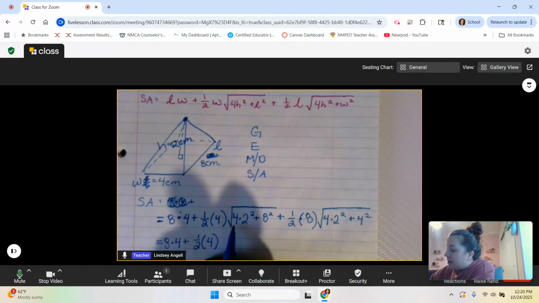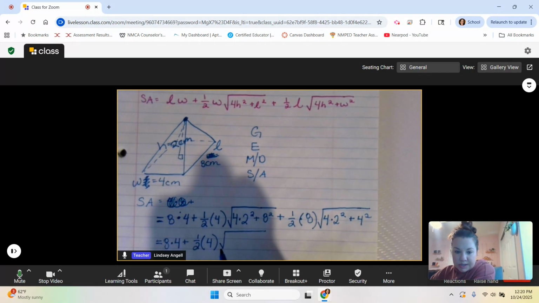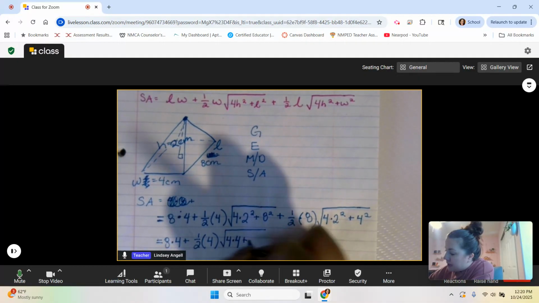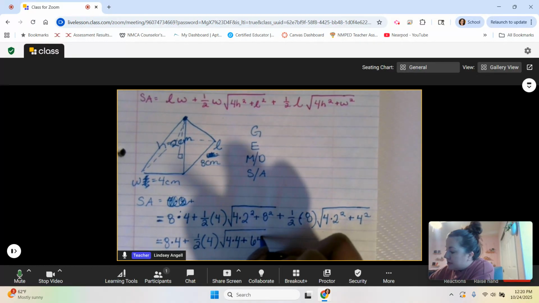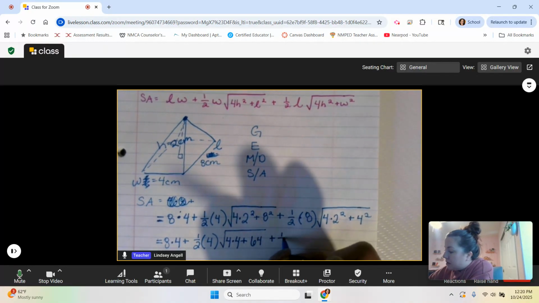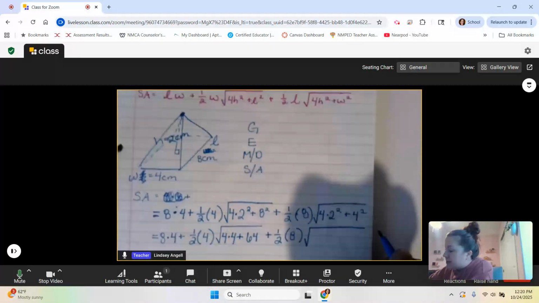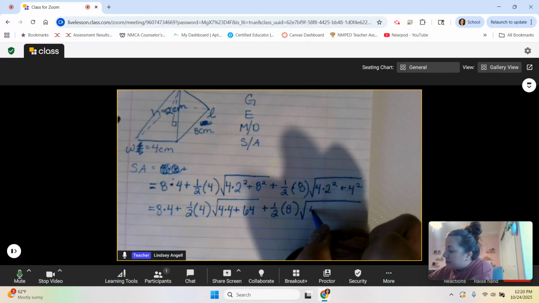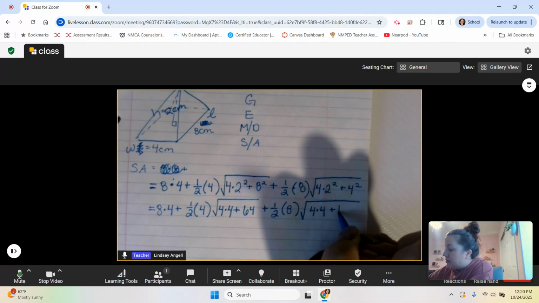Within here, I have 2 squared. That's 2 times 2, which is 4. So now I have 4 times 4 plus, and then 8 squared is 64. So plus 64. Then we have plus 1/2 times 8. And then under this grouping symbol, again I have 4 times 4 squared, so that's 4 times 4, and then plus 4 squared, which is 16.